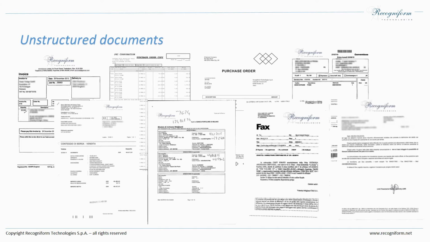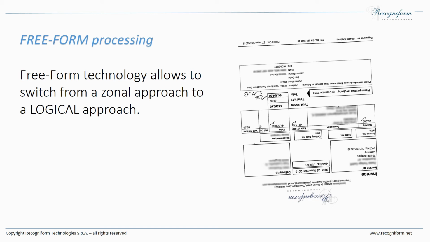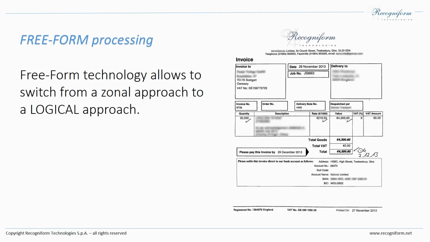With these kinds of documents, the zonal approach is no longer useful, since we do not have any positional knowledge about the information we are looking for. Therefore, we need to switch from a zonal to a logical approach, in order to make the software extract the information we look for, independently from its position within the document. This may be done using the Recogniform Reader free-form engine.